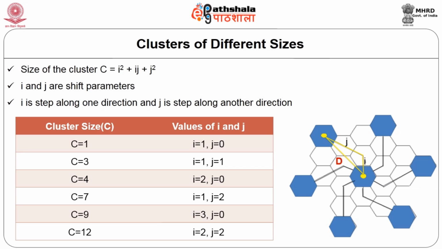For C equal to 7, it's I equal to 1, J equal to 2. For C equal to 9, I is 3, J is 0. And for C equal to 12, it is I 0, J 2. So, using these values of I and J, the formula for the cluster size is derived as: cluster size is given by I square plus IJ plus J square. You can take an exercise to check whether the values given on the screen in the table fit into this formula or not.